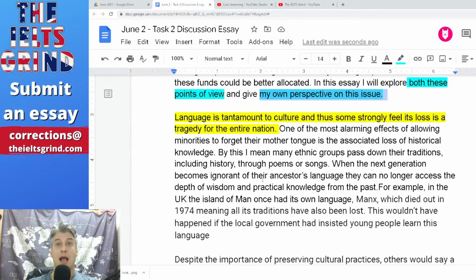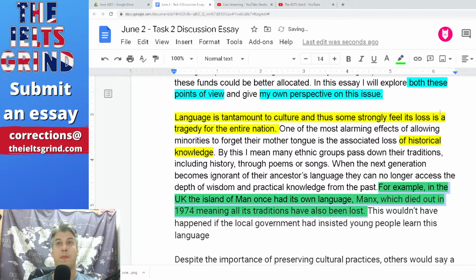Okay. And as I go through, I introduce one of the main ideas, which is the loss of historical knowledge. Now, I love history. I'm a history geek, so that's why I wrote it. But I go on and I explain what I mean by losing history and why it's connected to losing languages in the next paragraph. And then I also give, which is important, a clear example, a specific example of what it is.